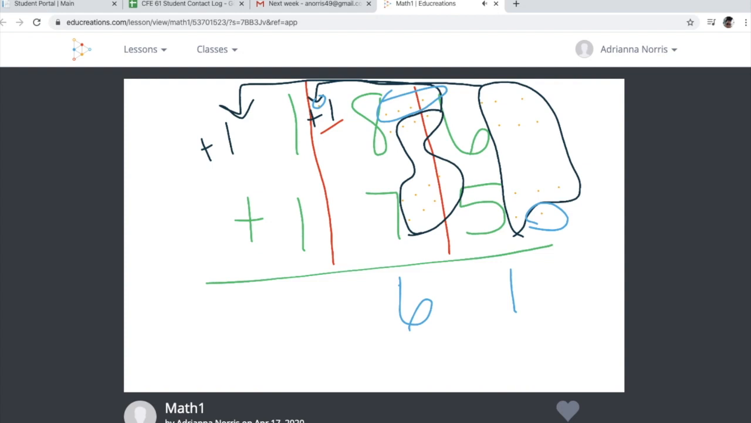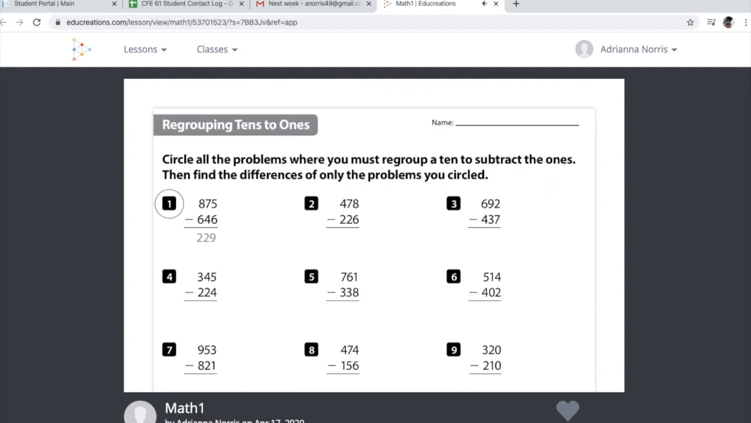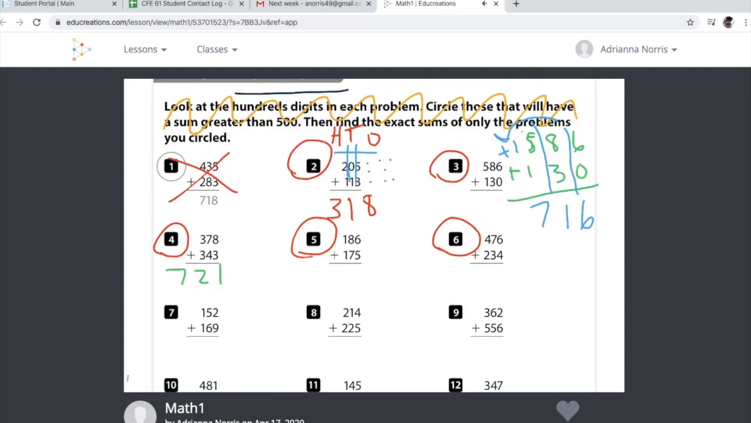All right, here we go. Now I go to the hundreds place. And I have a 1, a 1, and a 1. And what does that equal? It equals 3. So your answer is 361.